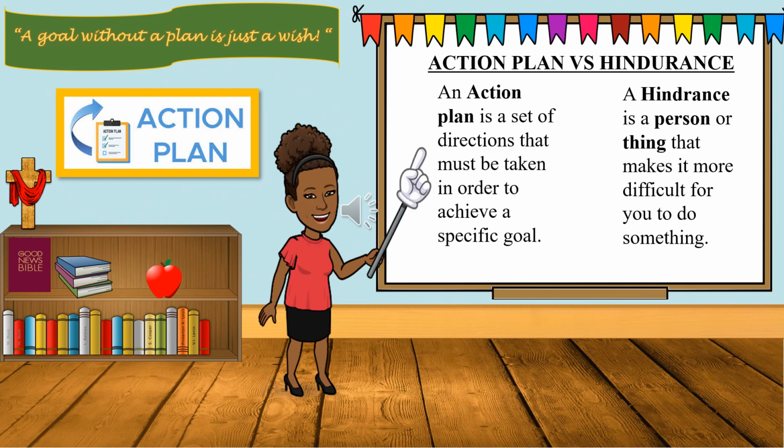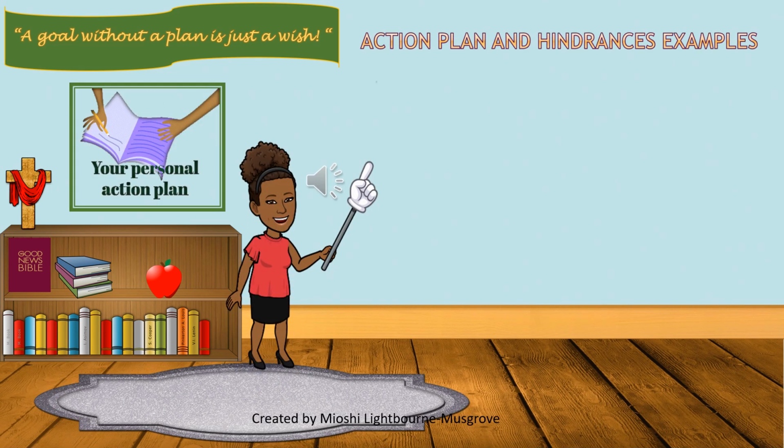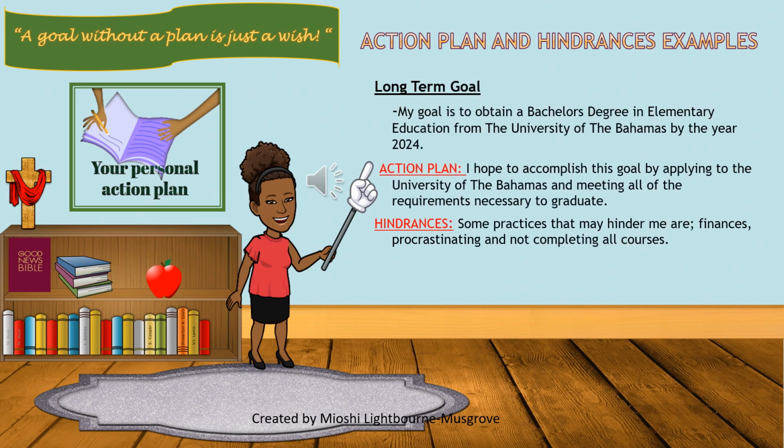Let's take a look at action plans versus hindrance. What are they? An action plan is a set of directions that must be taken in order to achieve a specific goal. A hindrance is a person or thing that makes it more difficult for you to do something. Let's take a look at some action plan and hindrances examples.